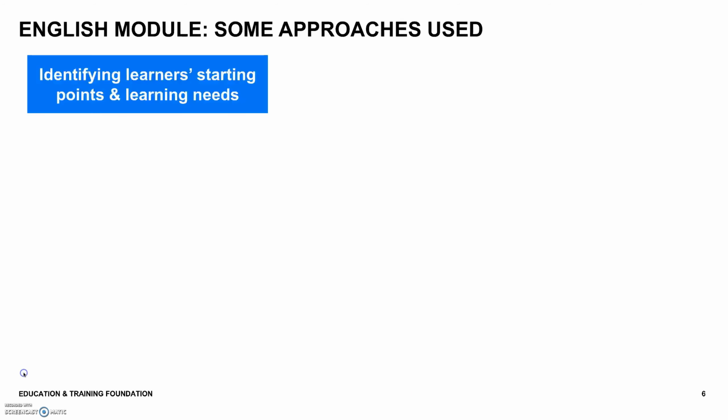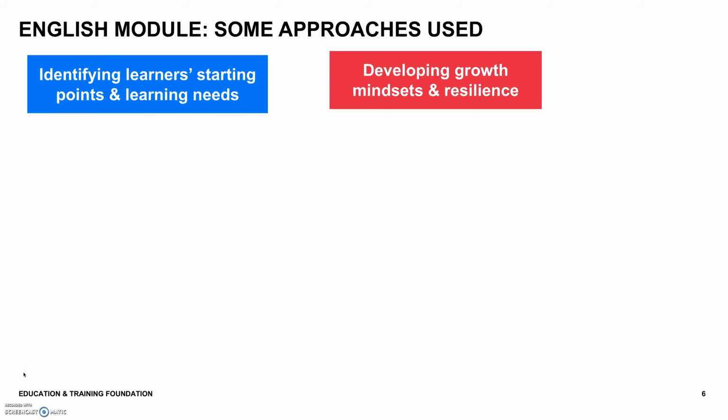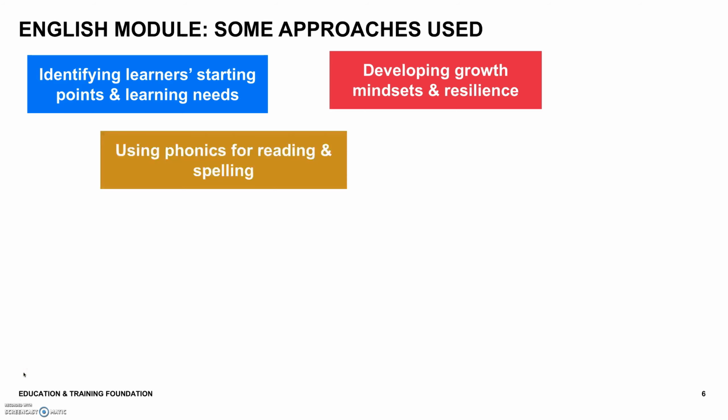In the English course, similarly to the maths, we'll be looking at identifying learners' starting points and developing growth mindsets and resilience. One of the big changes to Functional Skills English is that at entry level, learners will be tested on spelling. There's an expectation that teachers will be able to use phonics approaches, as well as other approaches, to develop reading and spelling skills in their learners at entry level. So we've included that in this course.